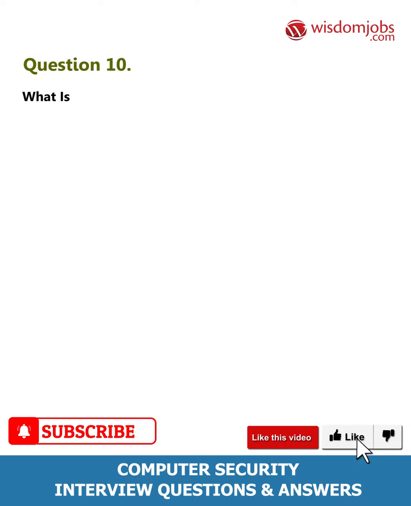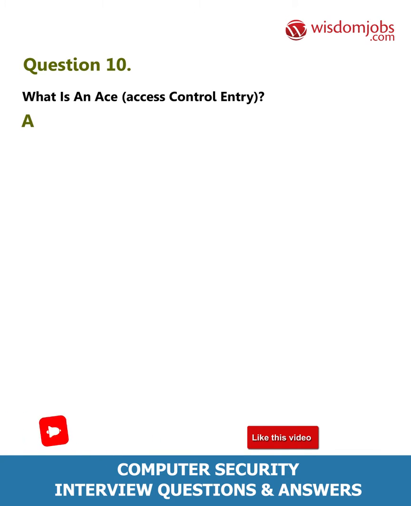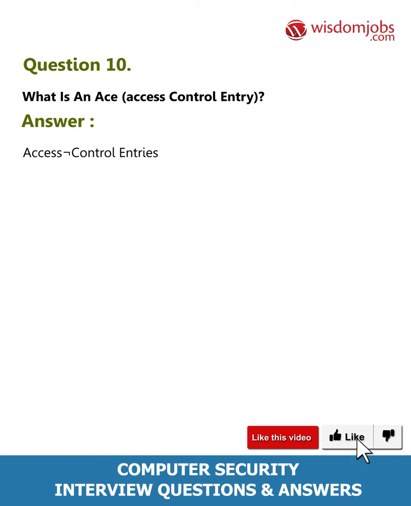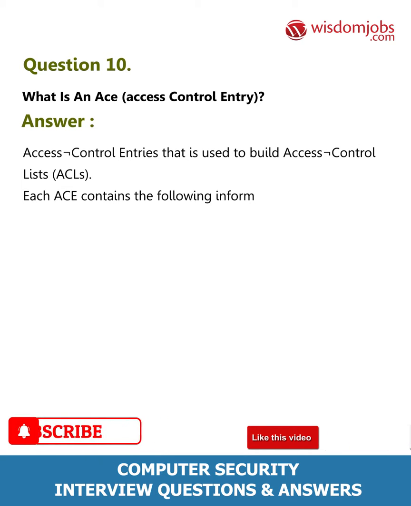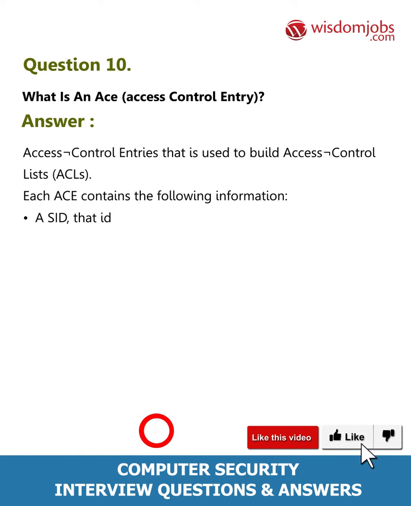Question 10. What is an ACE? Access Control Entry. Answer. Access Control Entries are used to build access control lists, ACLs. Each ACE contains the following information. A SID that identifies the trustee.